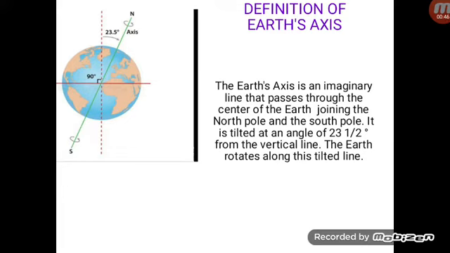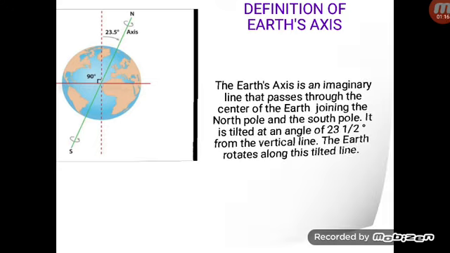So in the picture you can see on the left side the green line that is joining the North Pole and the South Pole, which is denoted by capital N and capital S respectively, is called the Earth's axis, and you can see it is tilted, as we have said, at an angle of 23.5 degrees from the vertical line, which is marked as a dotted line over here. So that is the definition of the Earth's axis.